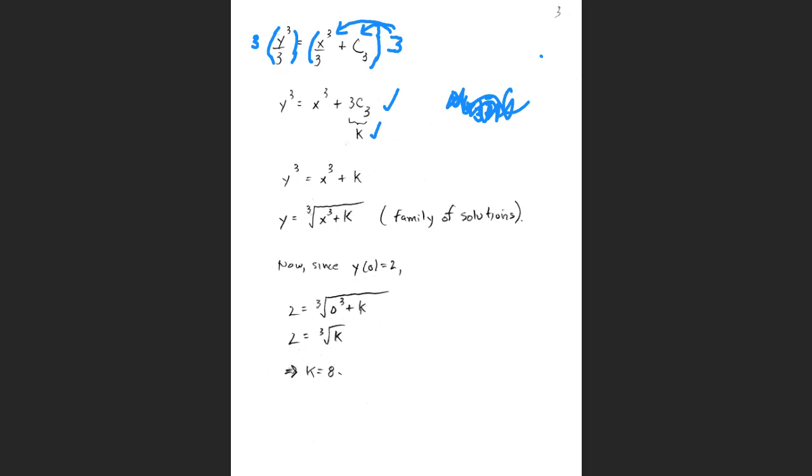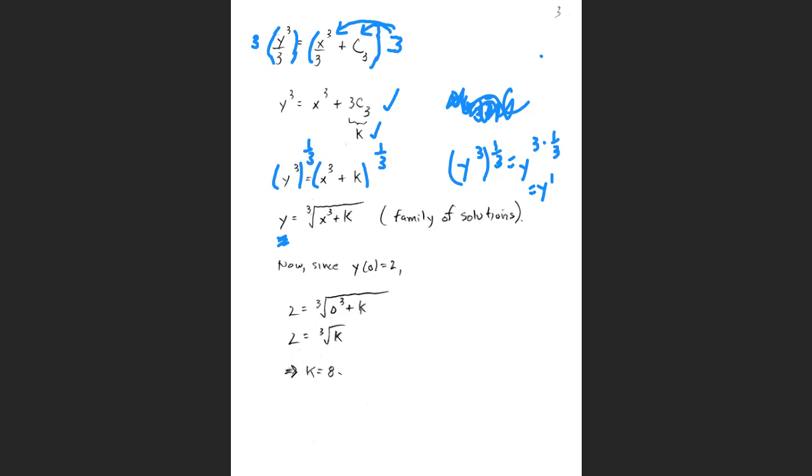And of course, since y cubed equals x cubed plus k, I can take both sides of this equation and raise it to the 1/3 power. That'll give me y cubed raised to the 1/3 power, which is the same as y raised to the power 3 times a third, which equals y to the first. And so that gets me y on the left side. And then on the right side, I have the cube root of x cubed plus k.